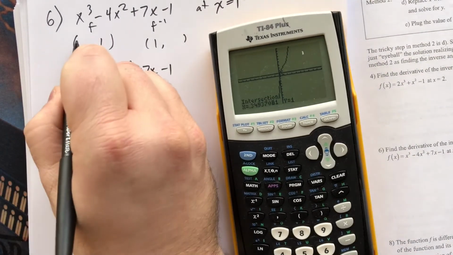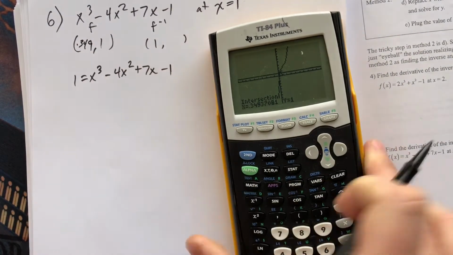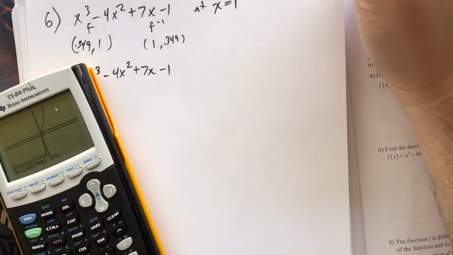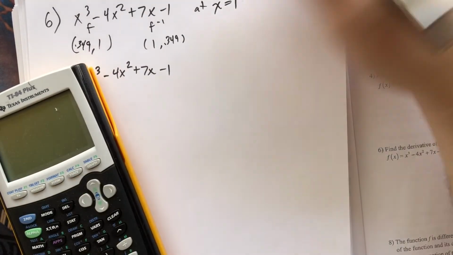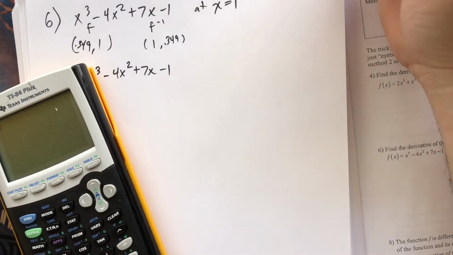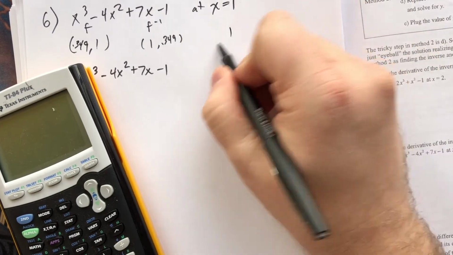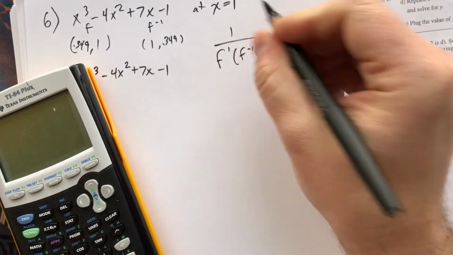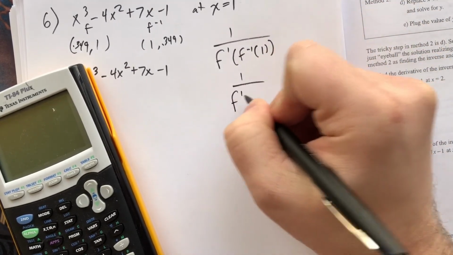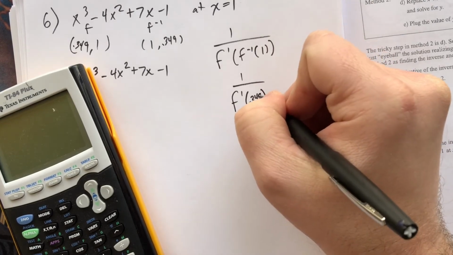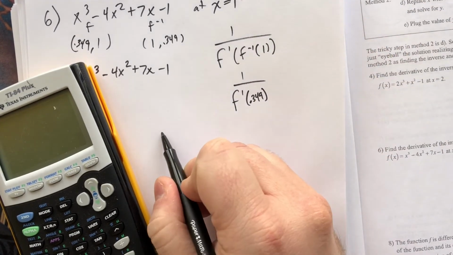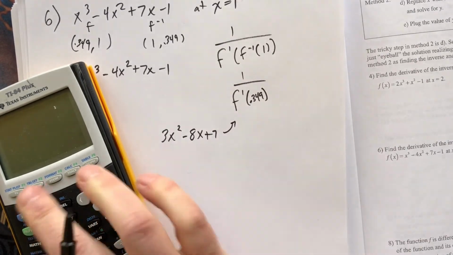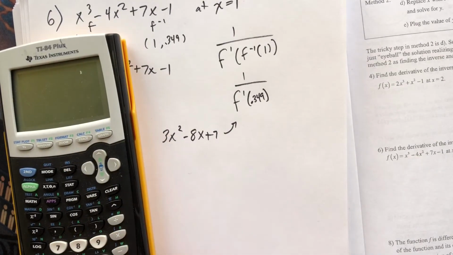So 0.349. All right. You can always go more, but I'm fine doing 0.349 today. And then I just use my formula, right? 1 over f prime of the inverse. So I know it's 1 over f prime of 0.349. So I just find my derivative, 3x squared minus 8x plus 7, and plug in 0.349.